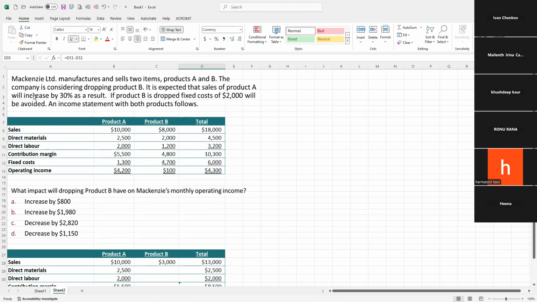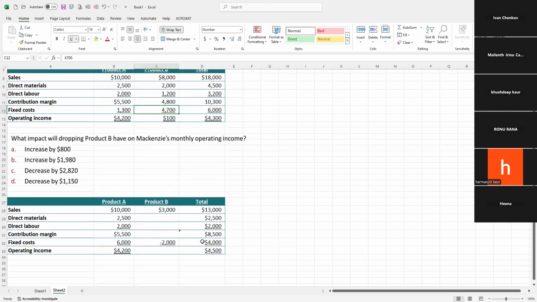Expected sales of product A will increase with 30% of the results. If the product B, the fixed cost will be avoided. So from 4,700, there will be only 2,000. 2,000 are avoided. This one is gone, this one is gone, this one is gone. Right, everything gone. This one go with 3,000 more.